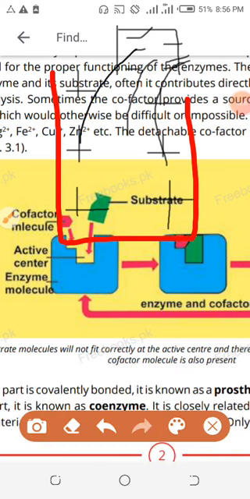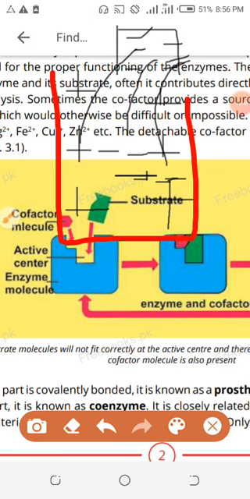If one side is plus, the other side is minus. If there is a negative, there is a plus. If there is a negative here and also a negative there, that substrate will not fit into this active site. It means this substrate does not belong to this enzyme. So charges in the active site are important. These charges adjust their own substrate.